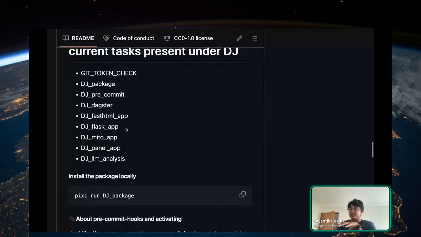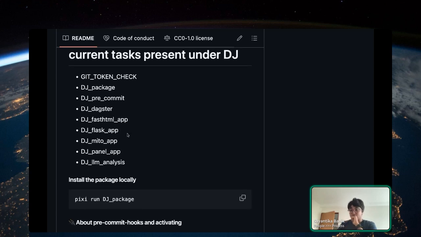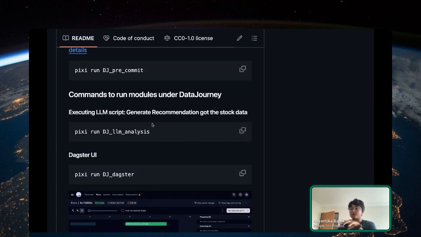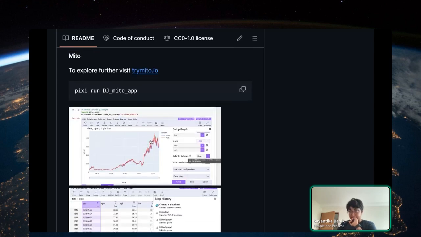Finally, we talk about the different tasks. In order to interact with DJ, it's pretty simple. We can interact with each of the components with just one single command. And Pixie is similar in some sense, but the implementation of Pixie is much easier. There are also AI scripts built in, which do some kind of analysis on the existing data sets and so forth.